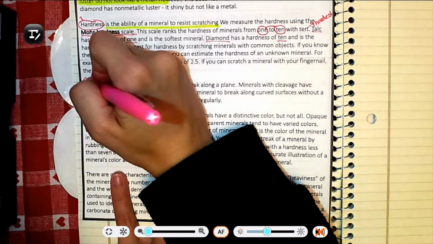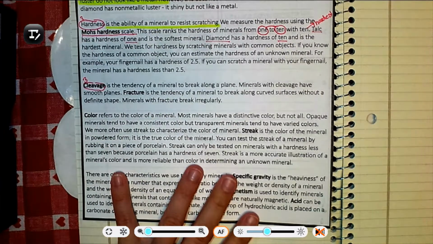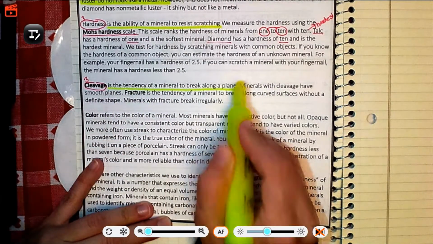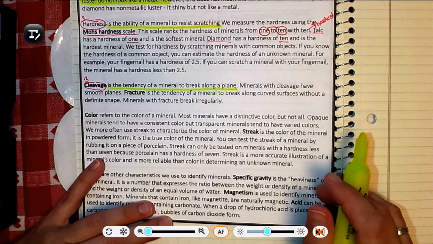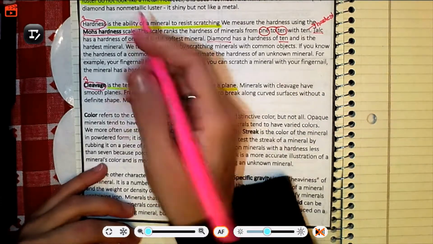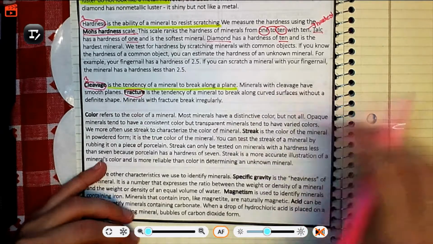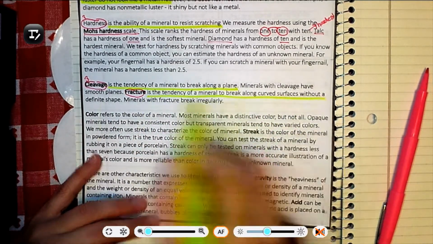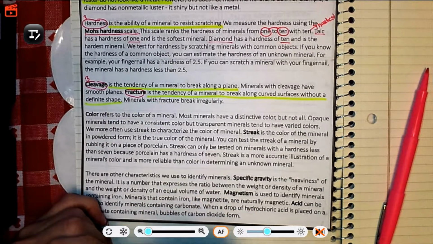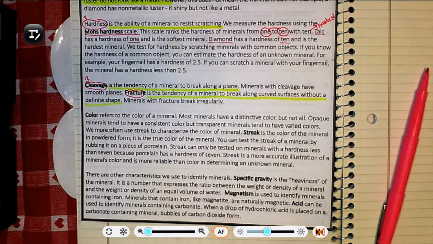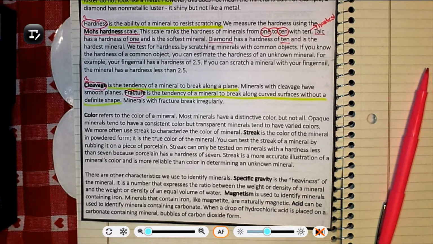Cleavage is the tendency of a mineral to break along a plane. So that means along a flat line. Minerals with cleavage have smooth planes. Then we've got fracture, which is kind of the opposite of cleavage. It is the tendency of a mineral to break along curved surfaces without a definite shape. So minerals with a fracture break irregularly, not in a consistent way. You don't know how they're going to break.